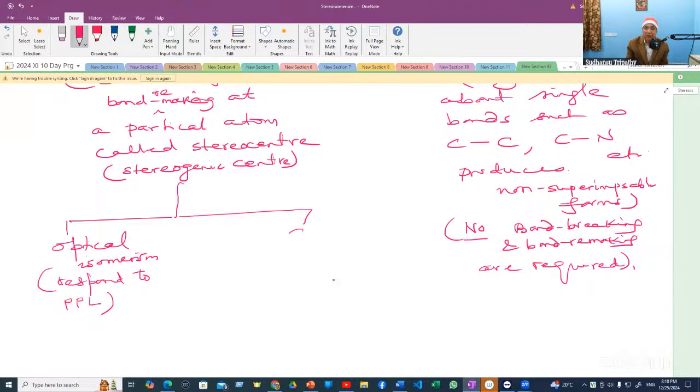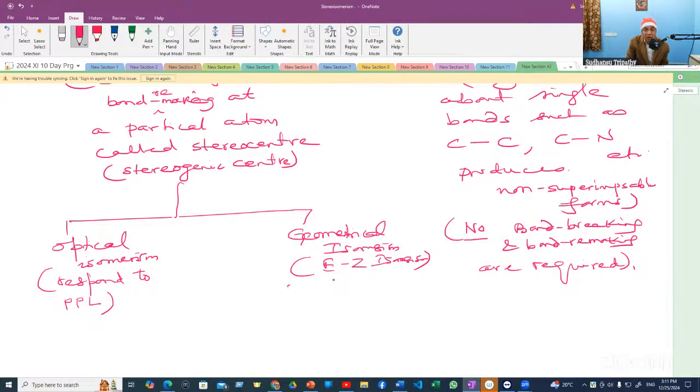This is about what previously was called geometrical isomerism. Nowadays it is called EZ isomerism. These guys will not respond to any PPL. Plane polarized light will go straight, undeviated, unrotated. But if a particular molecule is showing optical isomerism, then it will respond. Either the PPL will be rotated to the right from the original direction or to the left.